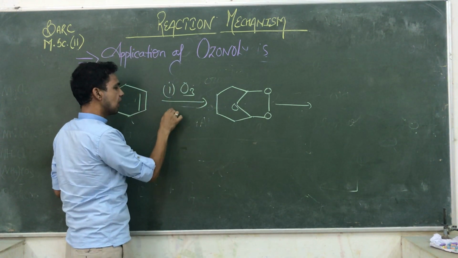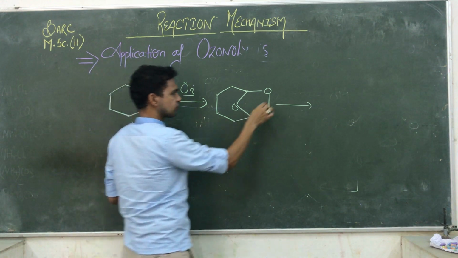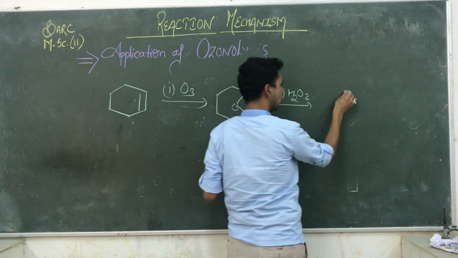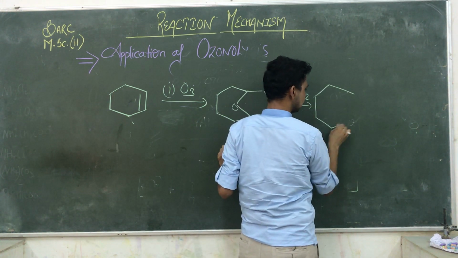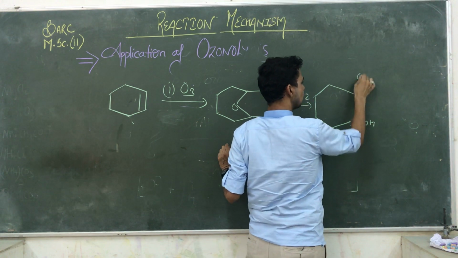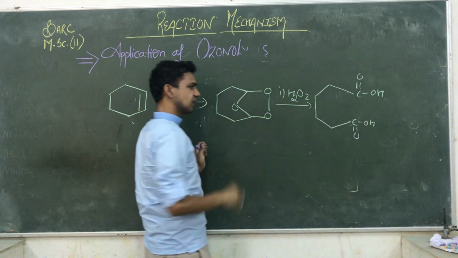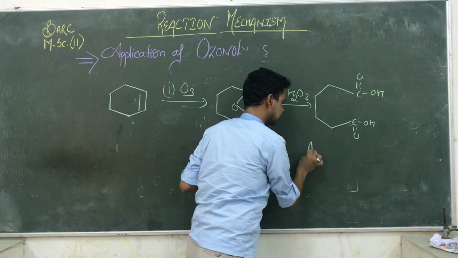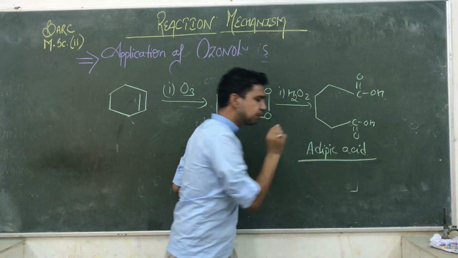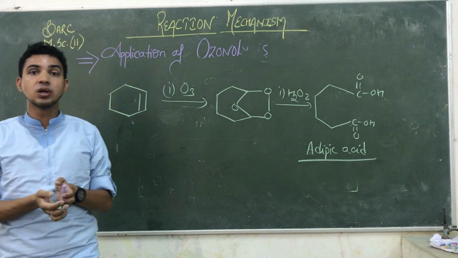Here we are using peroxides. अगर आप इसको peroxides की presence में तोड़ें H2O2, so it will be decomposed and form a very important product. You know very well about that product, COOH, COOH. So guys, what is the name of this compound? Its name is adipic acid. And adipic acid is generally used in polymer chemistry.